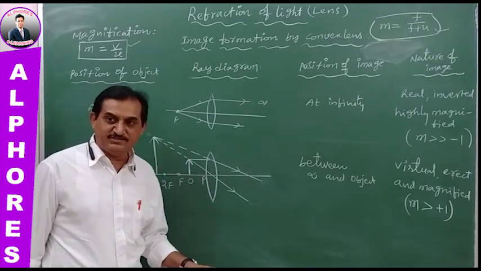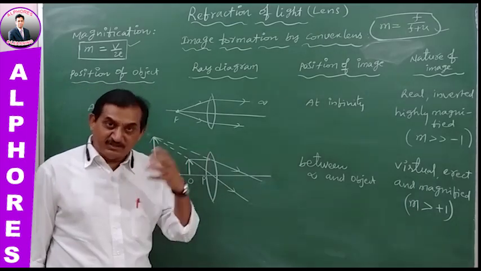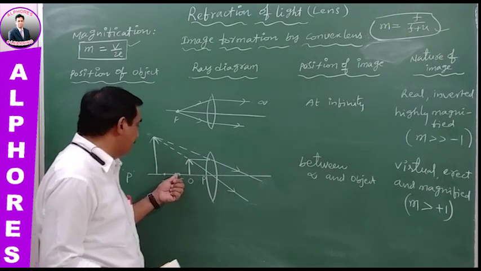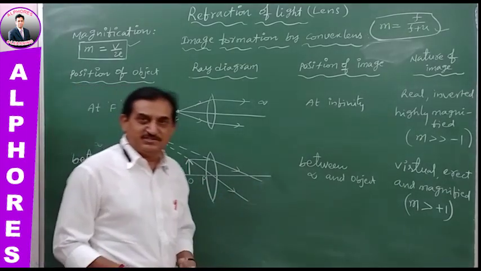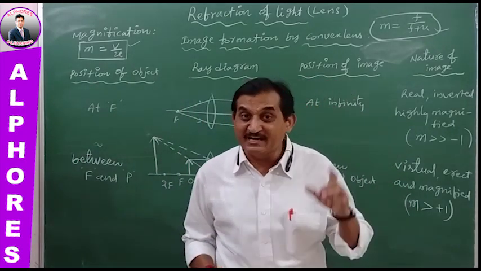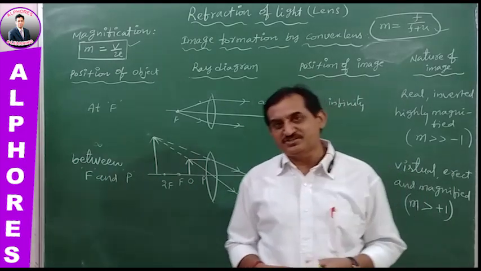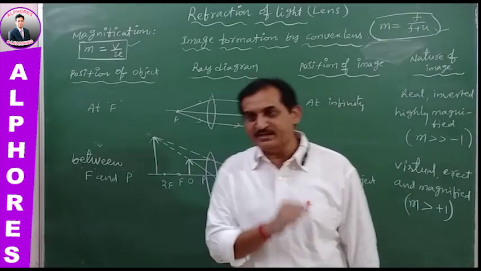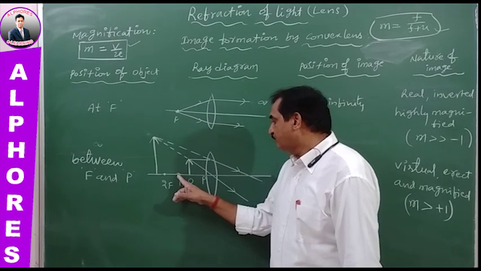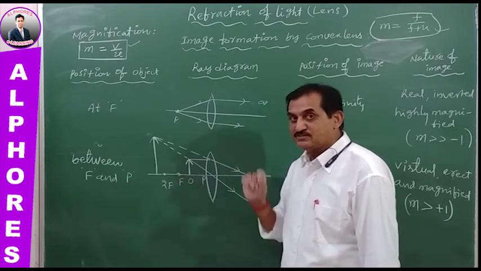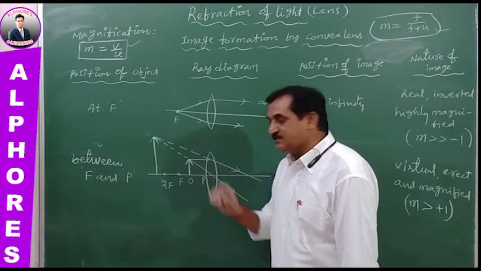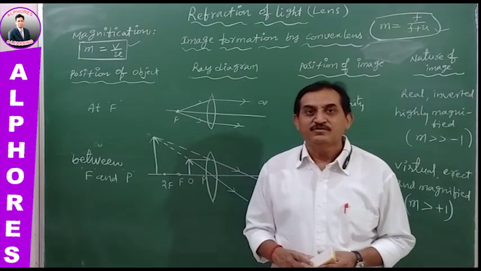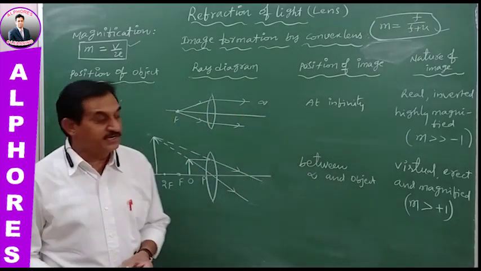So, these are the images formed by the convex lens when the object is kept at different positions, and the corresponding image formed is seen. Except for the last case, whenever the object is between focus and the pole of the lens, in all remaining cases the image formed by the convex or converging lens is real for a real object. And let us go for concave lens.